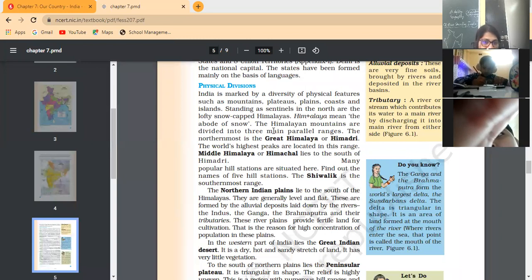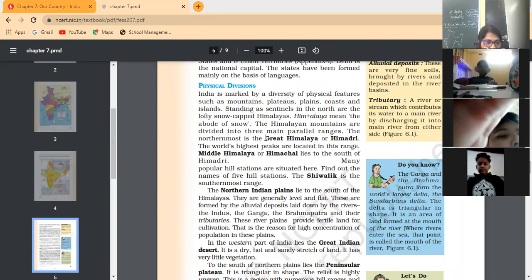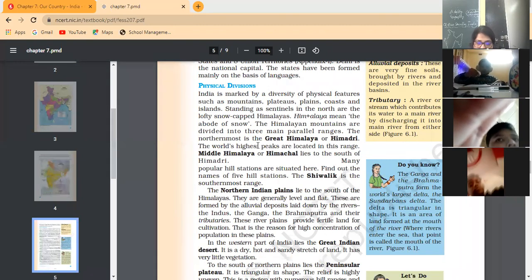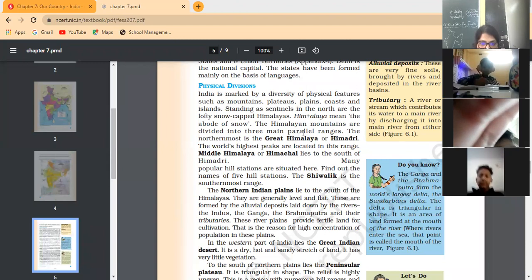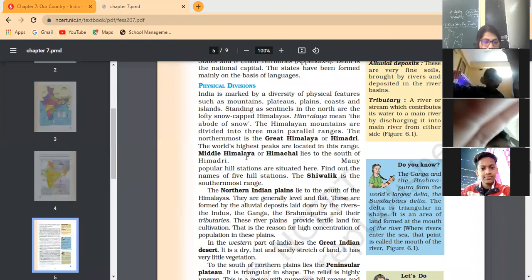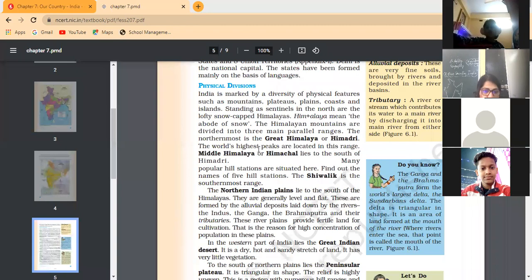Yes, India is a land of peninsula, plain, plateau, island, coastal area and mountain. So let's talk about mountain. The Himalaya. What is the meaning? Where is it located? The Himalaya is in the north, the lofty snow-capped Himalayas. Him means snow, Alaya means abode, the land of snow.